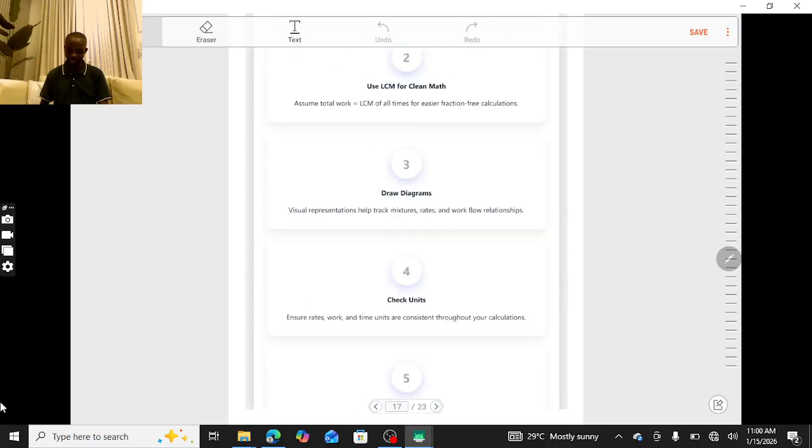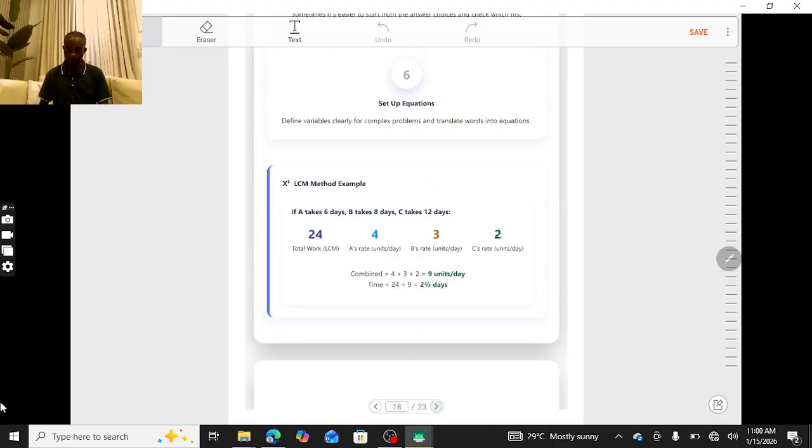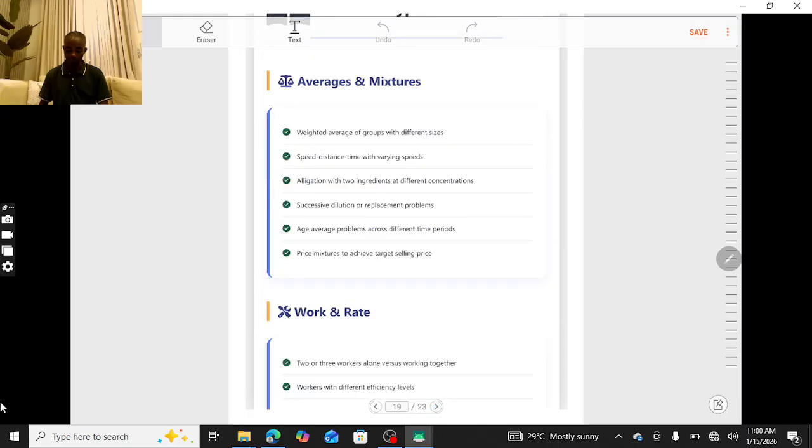These are just basic things. But look at this: averages and measures, weighted average of groups with different sizes, speed, distance, time with varying speed, alligation with two ingredients at different concentrations, successive dilution or replacement problems, age average problems across different time periods, price mixtures to achieve a target selling price. All these things are average.